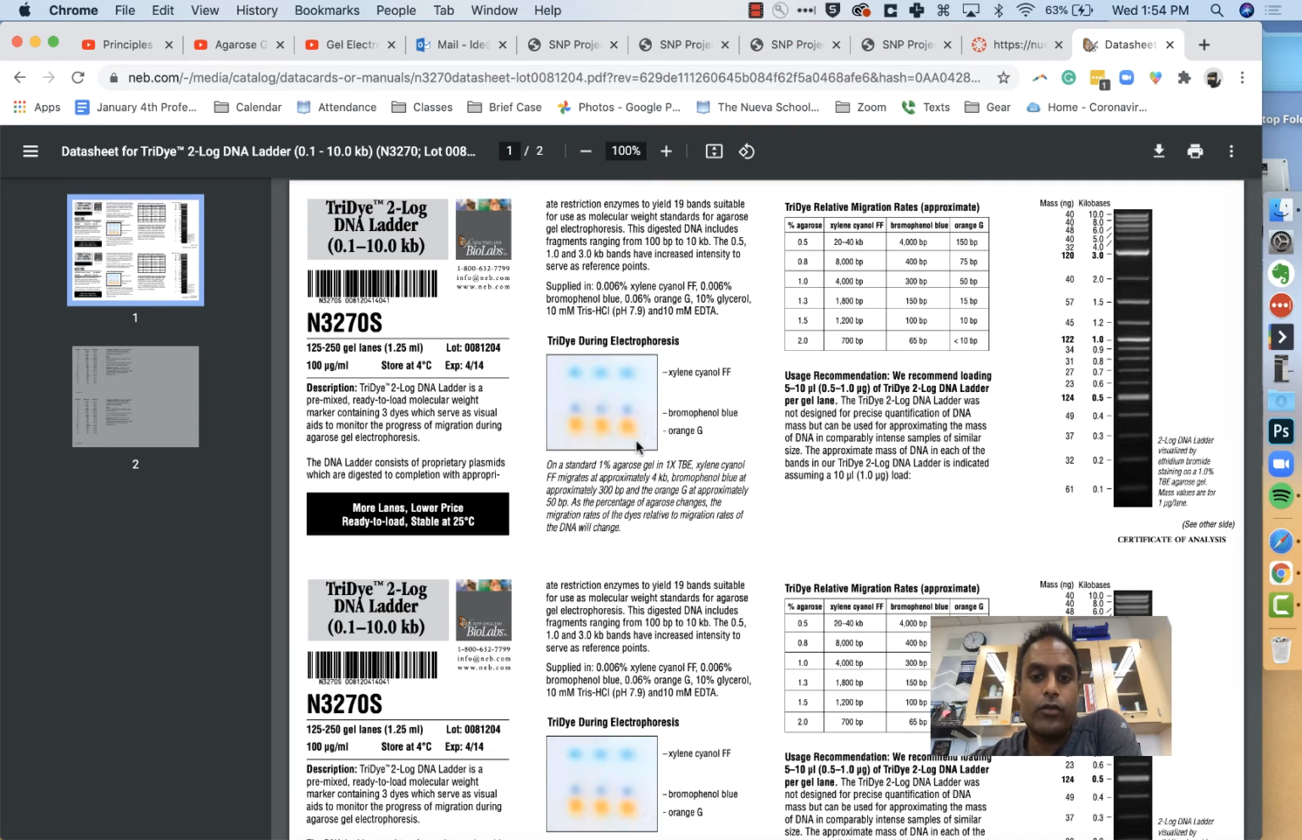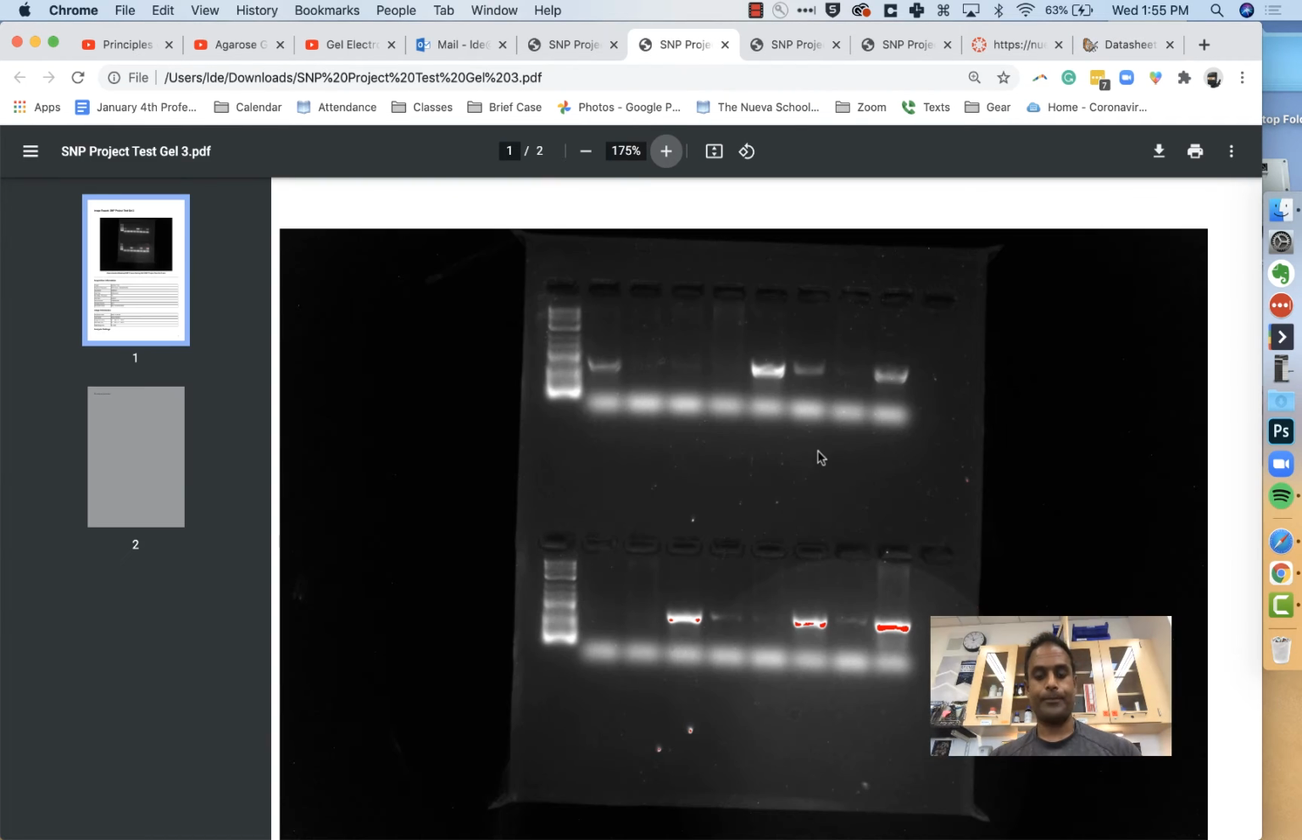All right, so 50 base pairs, 300 base pairs, and 4,000 base pairs. This is going to be super important because what I can do, 2 things, is I can run my gel for too long and I can run my DNA off of it, or I can run it into another set of DNA. So let's take a look at this gel again.